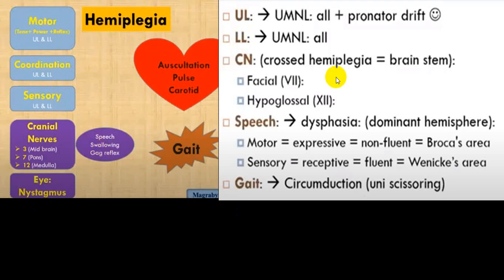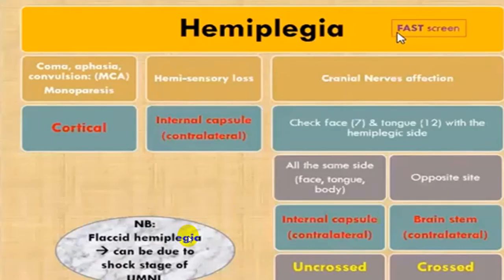A person who has a hemiplegia will have upper motor neuron signs and a pronator drift. Crossed hemiplegia will be there if the person has damage in the brainstem. Uncrossed hemiplegia will be seen if a person has upper motor neuron facial and upper motor neuron hypoglossal involvement on the opposite side. Speech will be disturbed because of dysphasia. If the motor area is involved, you will get Broca's aphasia, which we call non-fluent or expressive aphasia. And if the parietal lobe is involved, you will have Wernicke's aphasia, or fluent, receptive, or sensory aphasia. And in a recovery phase, the person will have a typical circumduction gait, which we call hemiplegic spastic gait. This is that typical involvement. In cortical lesions, you will have coma, aphasia, convulsions.